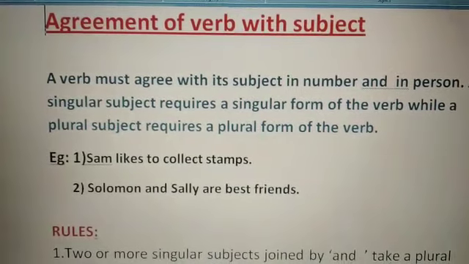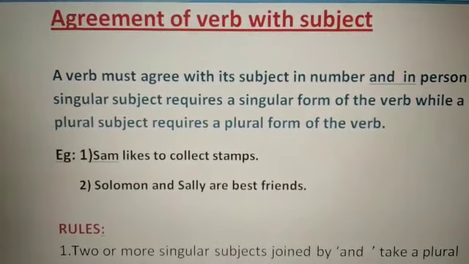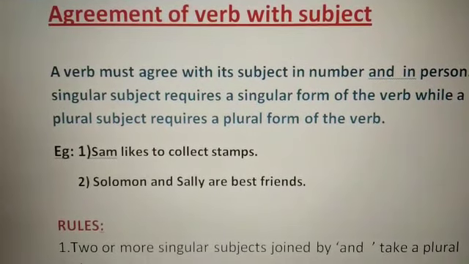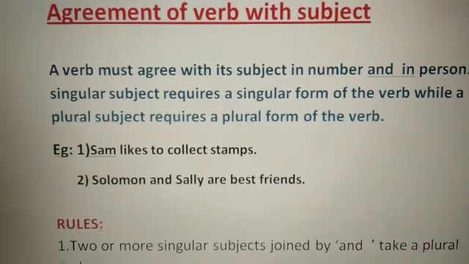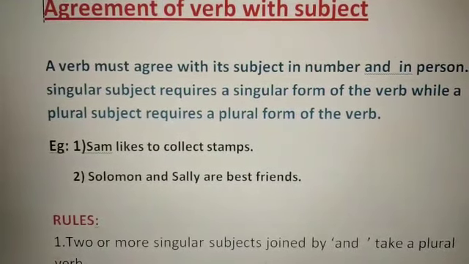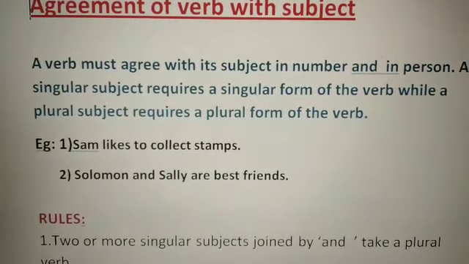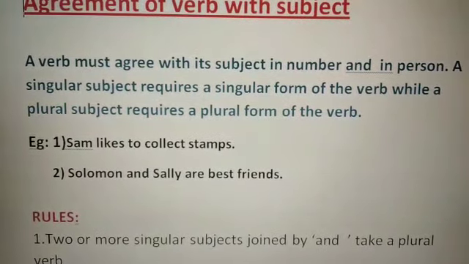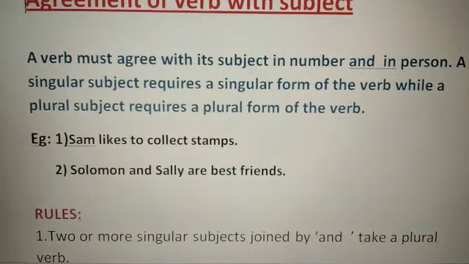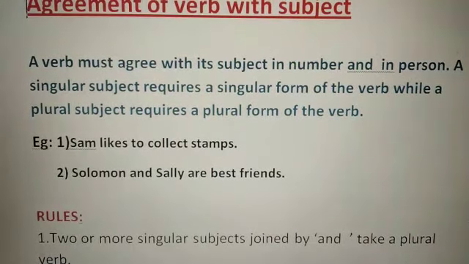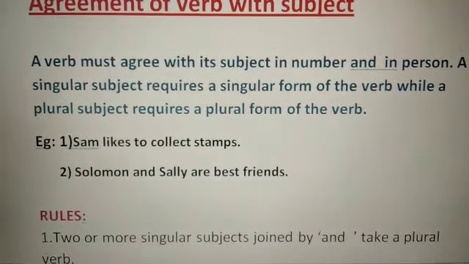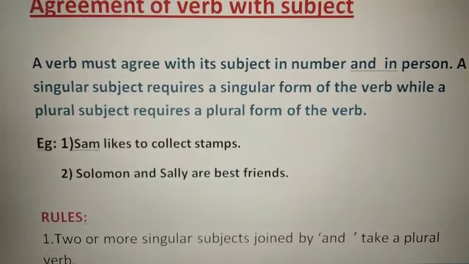Now what do you mean by agreement of verb with subject? It means that a verb must agree with its subject in number and in person. A singular subject requires a singular form of the verb, while a plural subject requires a plural form of the verb.